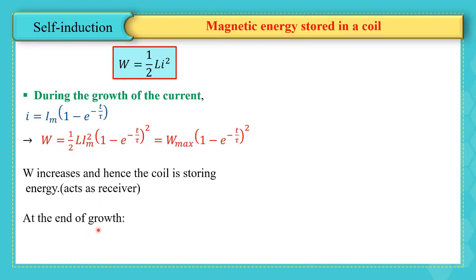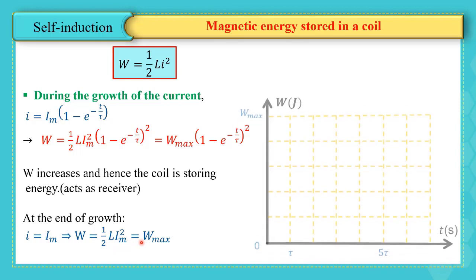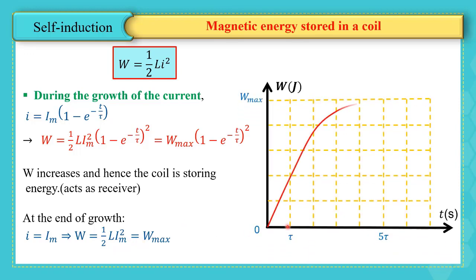Now, at the end of growth, i will be equal to I maximum, and so the energy will be equal to half L I maximum squared, which is W maximum. As we see in this figure, W starts from 0, it increases as i increases, and at the end, the value of energy will reach a maximum value called W maximum, which is equal to half L I maximum squared.